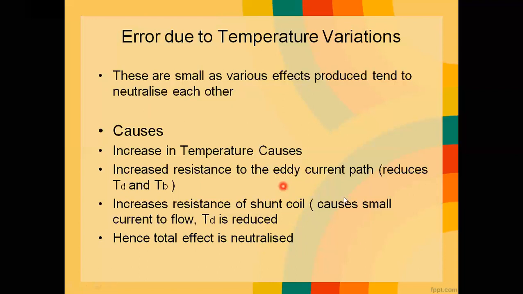Like an increase in resistance will reduce the deflecting torque and also the braking torque. If temperature increases, the resistance will get reduced. If temperature reduces, the resistance will increase. So an increase in resistance of the shunt coil will cause a small current flowing through the shunt coil. Hence the deflecting torque will get reduced.